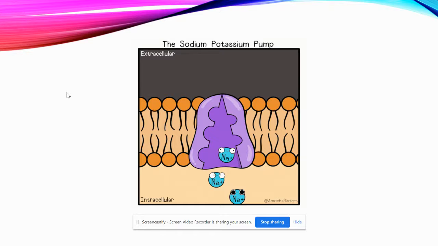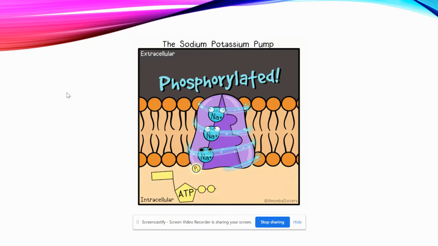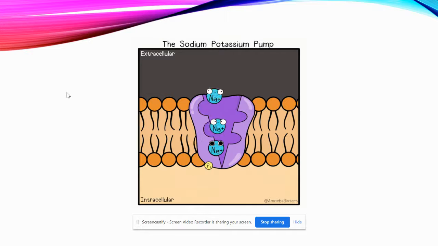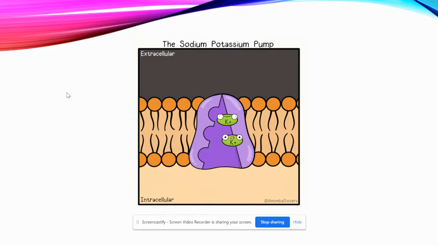This is a picture of a sodium-potassium pump. 3 sodium ions bind specifically to the pump. ATP donates energy. When it gets that phosphate, it's phosphorylated and it changes its shape like it's doing now, causing the sodium to leave the cell, and it opens up to these 2 potassium ions that fit perfectly on the inside. When the phosphate group comes off, it's dephosphorylated and it changes shape, and the potassium ions go into the cell.